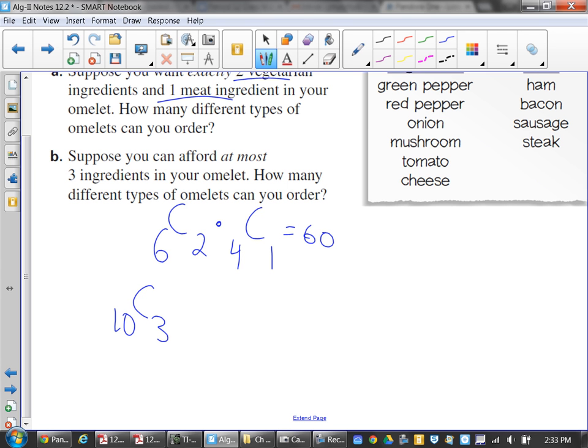Could you pick 2? Then you can have 10 choose 2. Or 10 choose 1. Or none. I could just get eggs.